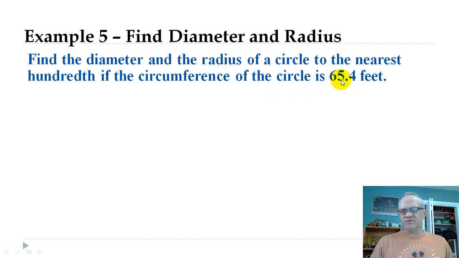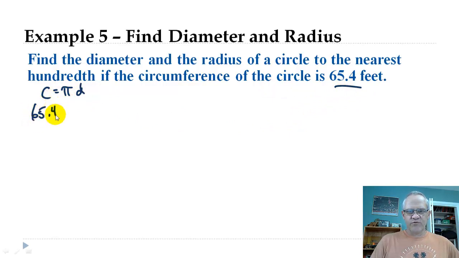We know the circumference is 65.4. So using that same formula, circumference equals pi times diameter, if we know the circumference, we can just plug that in for C here. So 65.4 equals pi times diameter. We just plug it in for the C. Well, how do I find my D then?